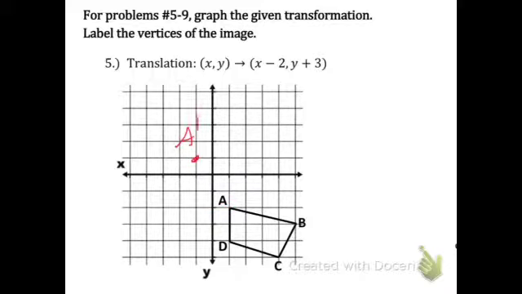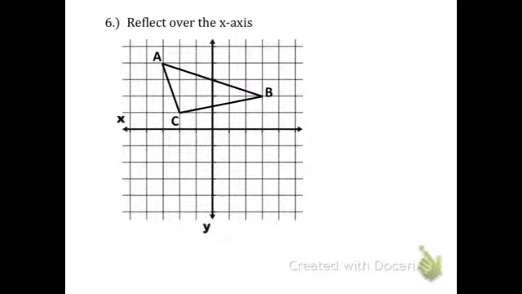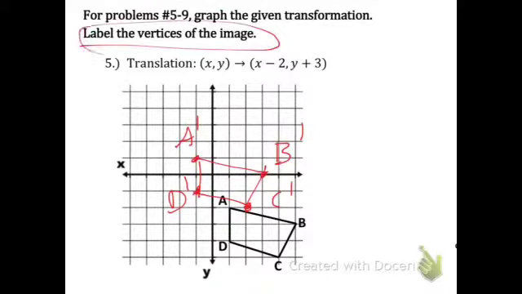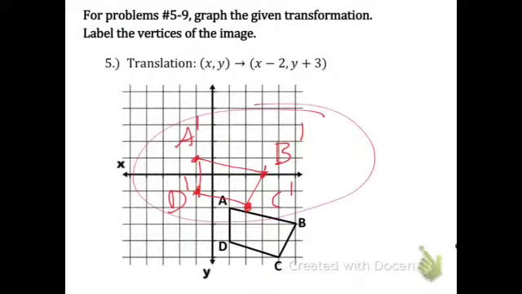So here's your A prime, B, left 2, up 3. It's going to put it right there. B prime's right there. D, left 2, up 3, is going to put D prime right there. And then C, left 2, up 3. There's your C prime. Once you have that, connect it up, and there's your shape translated. Make sure you're labeling your vertices of the image, because we want to know which ones correspond to what.